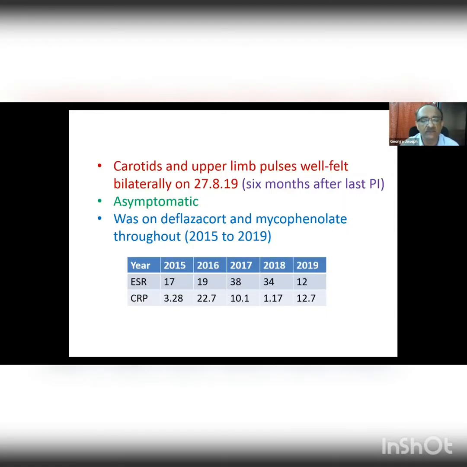6 months later, she came to us, that is August of 19, and all her pulses are good in both upper limbs, both carotids. We did not do an angiogram at this time. She's asymptomatic. And then throughout this period, from 2015 to 2019, she's been on immunosuppressive therapy with deflazacort and mycophenolate. And you can see the inflammatory markers over the years. We never got it completely to normal. There's always a little above the limit, either the ESR or the CRP or both.